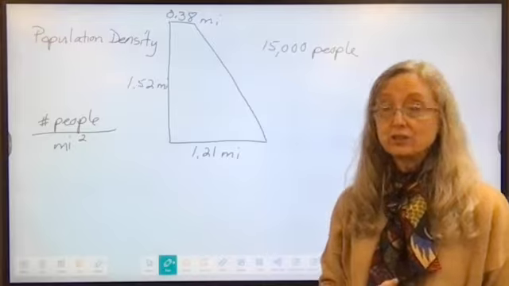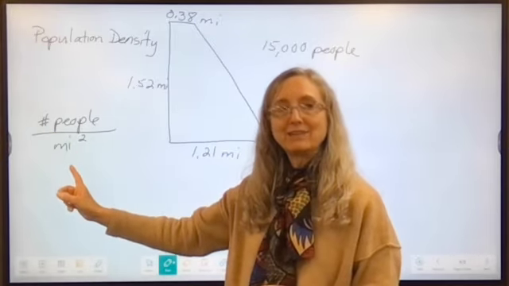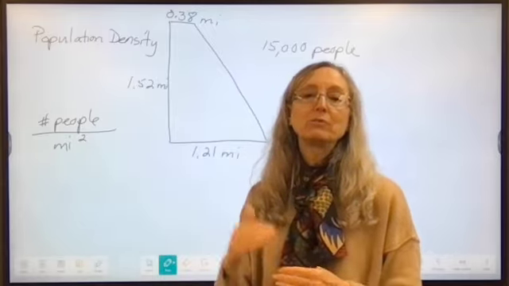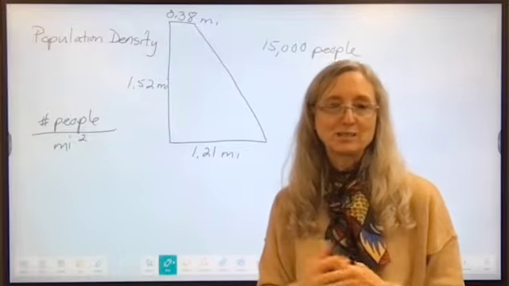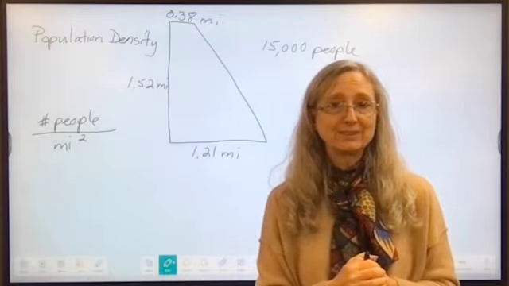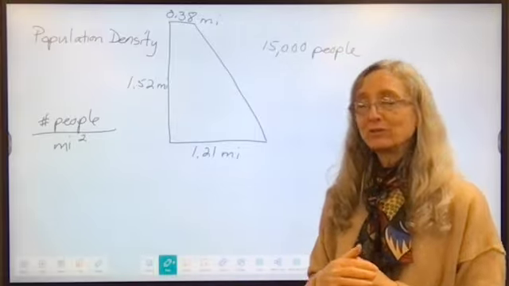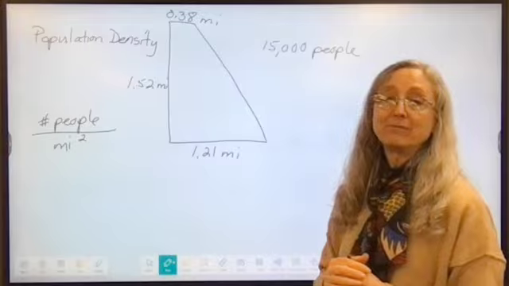So what we need to do for the population density is take the number of people divided by the square miles. That will give you the people per square mile. That's the population density. So we're told 15,000 people live here, and in order to find the square miles, we just need the area of this trapezoid.